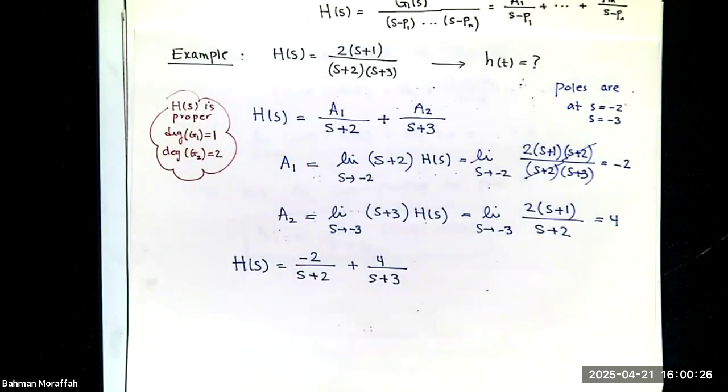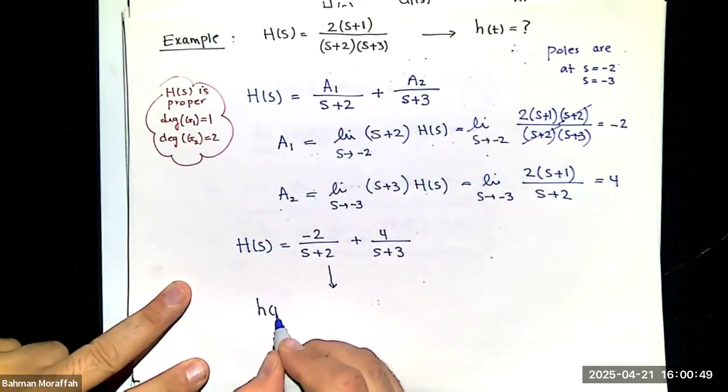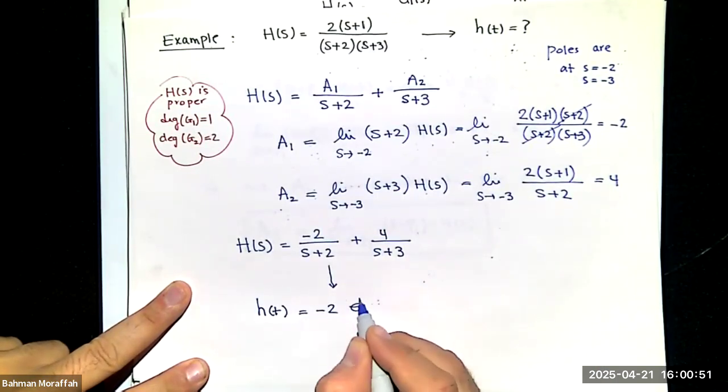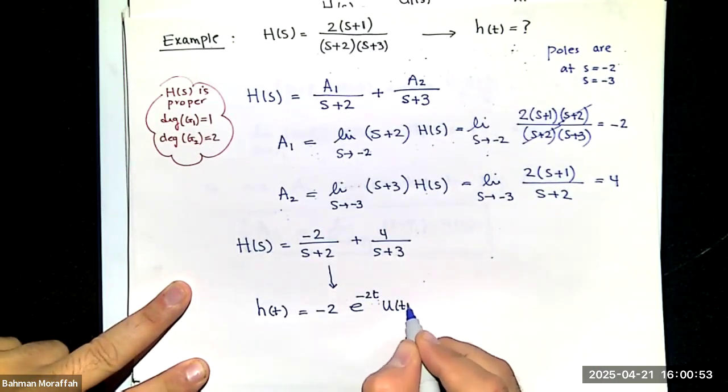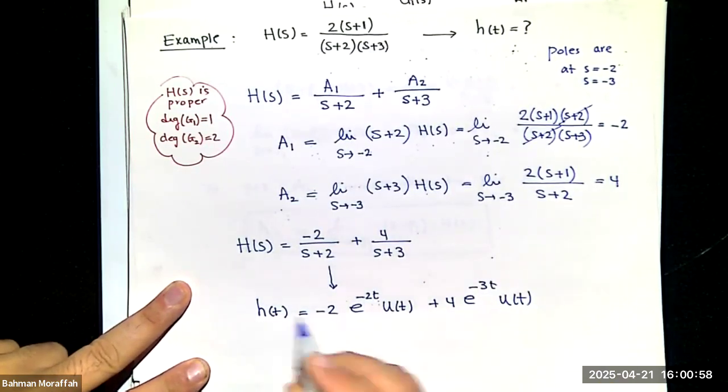All I got to do is determine what the poles are and remove those poles, and then evaluate it at that point. Now I have this H of S. I'm going to go back to my table. I know 1 over S plus A is e to the power of minus AT UT. So this function has H of T, which is -2 e to the power of minus 2t UT plus 4 e to the power of minus 3t UT.